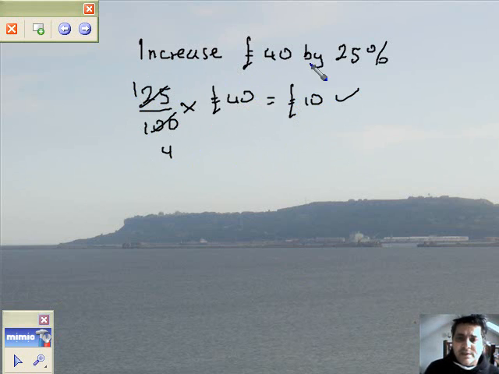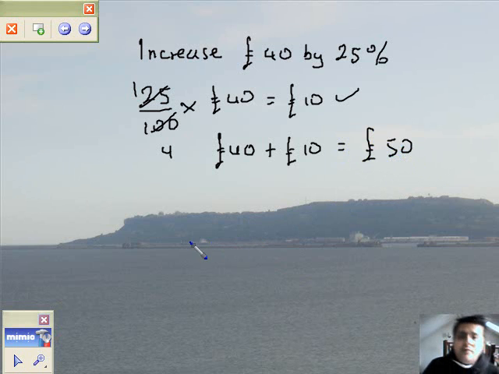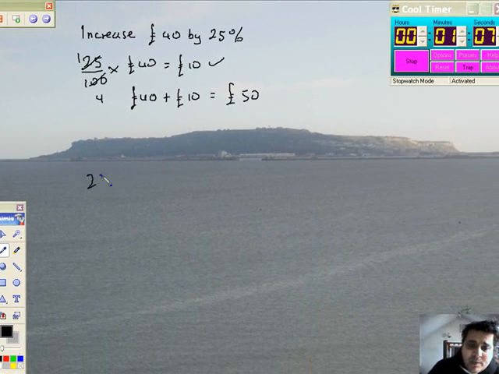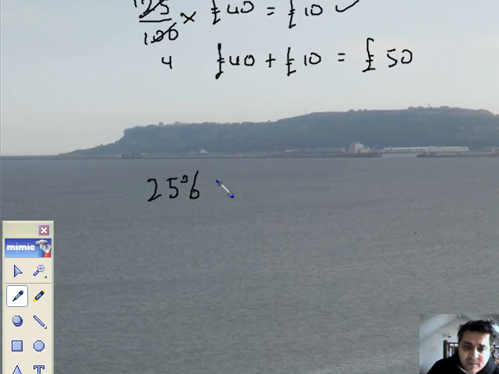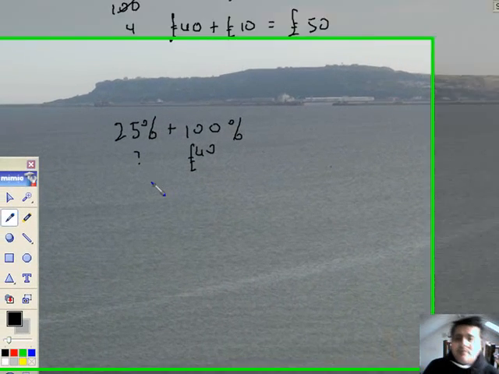We're to increase £40 by 25%. Increase means add it on. So here we go. We take our £40, we add on our 25% increase, which is 10 quid, comes to £50. Now if we do that in terms of multipliers, if we're going to increase by 25%, we're basically taking our 25% and adding it onto our 100% original price. So that's our £40 worth, and that's going to be an extra little bit on top.